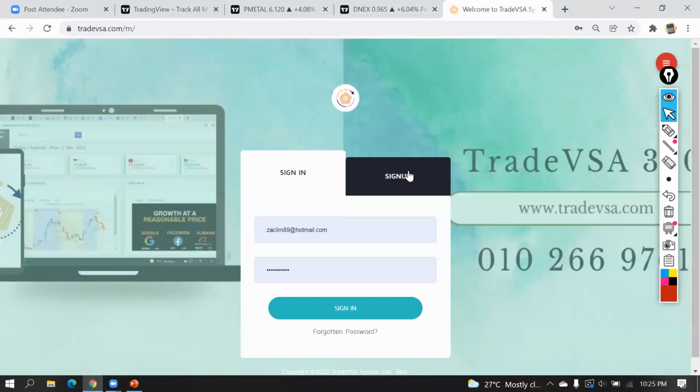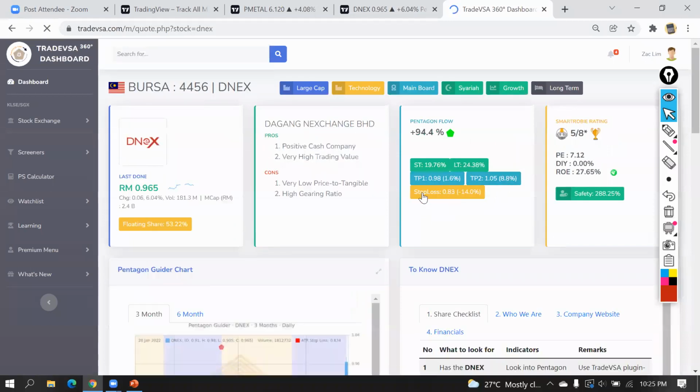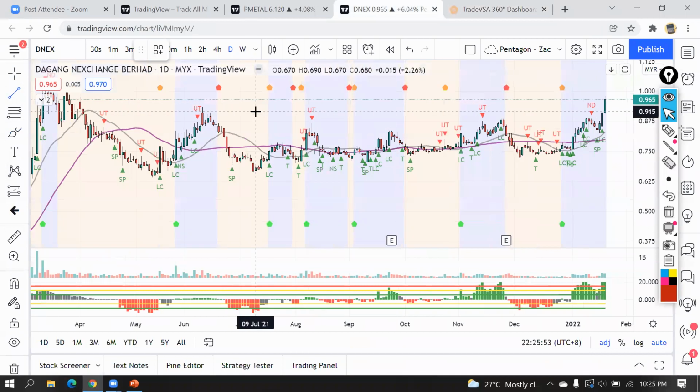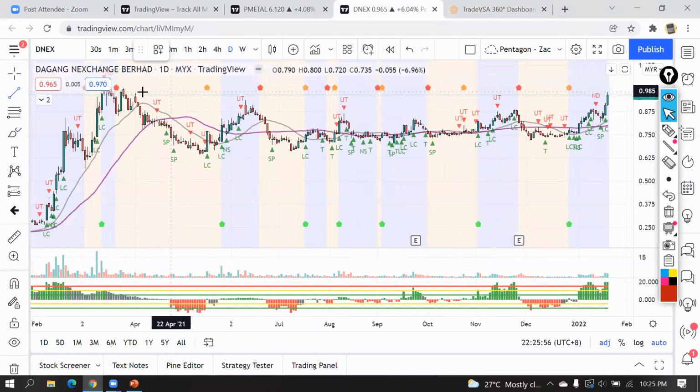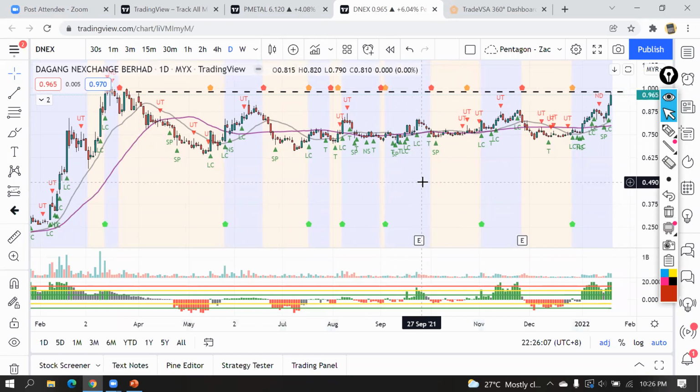Now the next thing, what do you do? Let's log into my account and go into DNX. DNX R1 is 98, R2 is 105. Where is 98? 98 is somewhere around here. They just touched the line of 98 today. Here is 98. They just touched the R1 today.